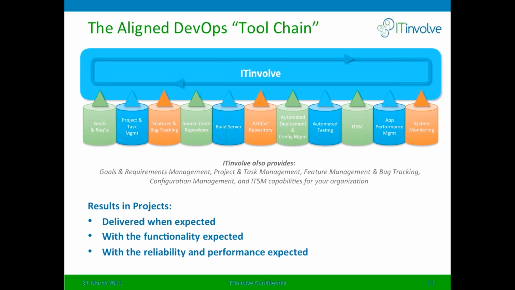Additionally, ITinvolve's Agility Manager can also provide a number of the capabilities that are described in the colored cylinders down here. For example, ITinvolve can also provide goals and requirements management, project and task management, feature management and bug tracking, configuration management, as well as IT service management capabilities. So if you have gaps in any of these areas of the DevOps toolchain, or if you're not satisfied with your current vendor in that particular area, not only can ITinvolve come alongside and align your DevOps toolchain, but we can provide many of these individual capabilities as well.